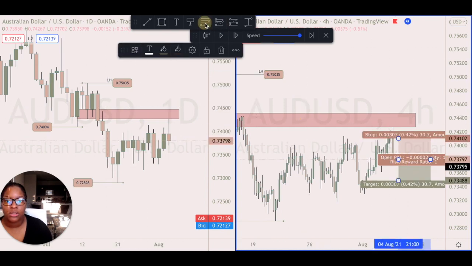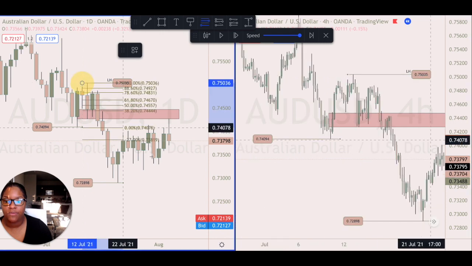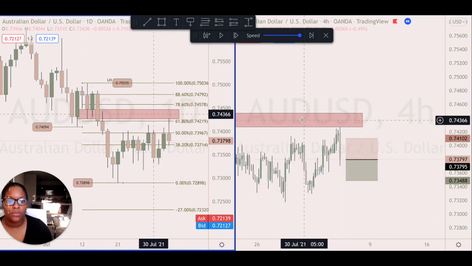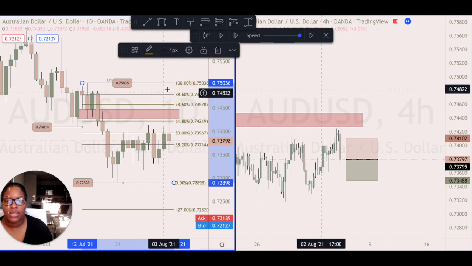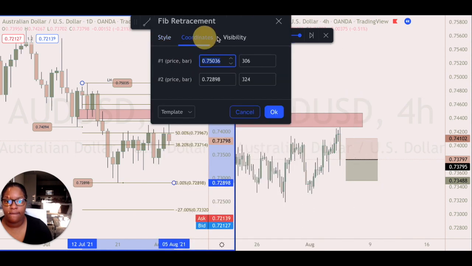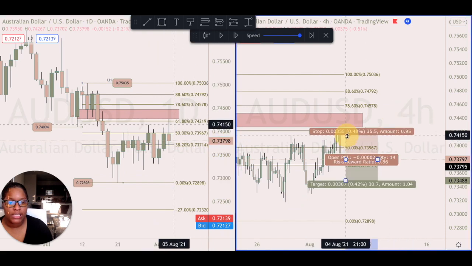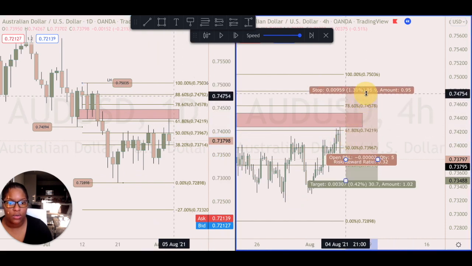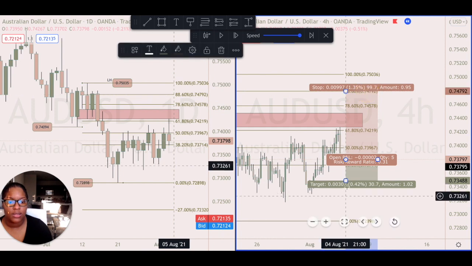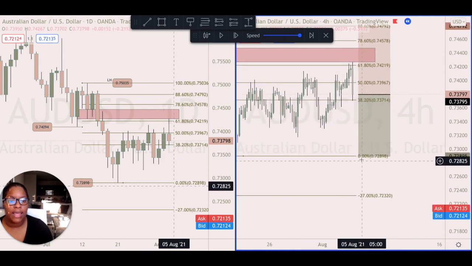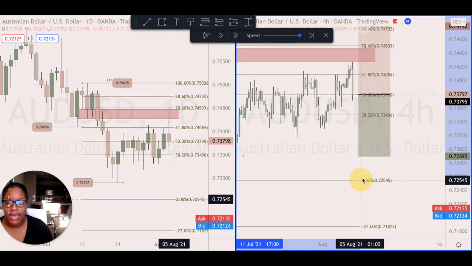I am going to use my Fibonacci for my stop loss. Okay, let me make this show on the daily. All right. And so let's see if I can get a 1-to-1. So my stop loss will go here. Let's see if the first position I have a 1-to-1. I don't have a 1-to-1. So then that means that I need to go down to my -27.